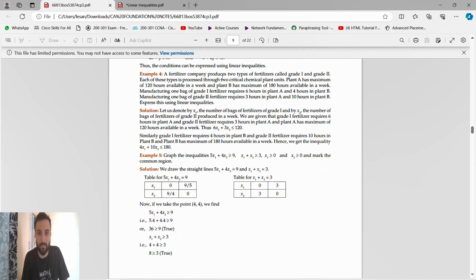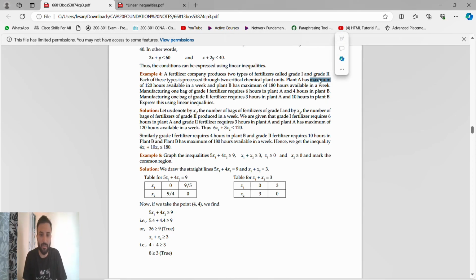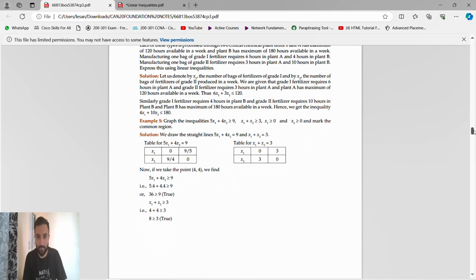Okay, a fertilizer company produces two types of fertilizer called grade A and grade B. Each of these types is processed through two critical plants. Plant A has a maximum of 120. Maximum means lesser than. Done. Now we'll see the equation. See, the correct equation is what? Lesser than. Another equation is lesser than. That's it. Okay, see, this is the equation. You have to find which is the correct graph.